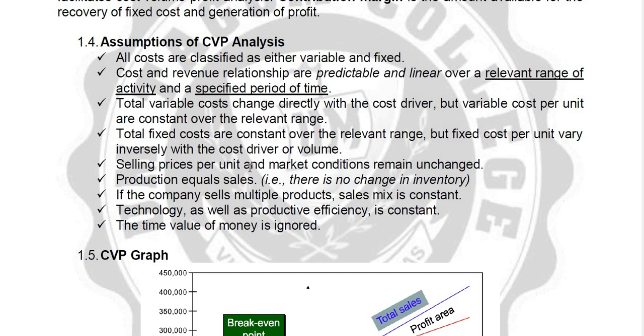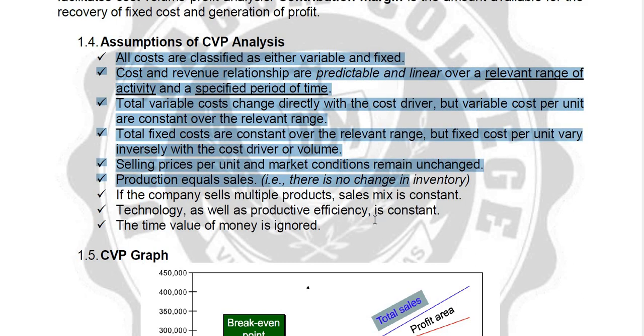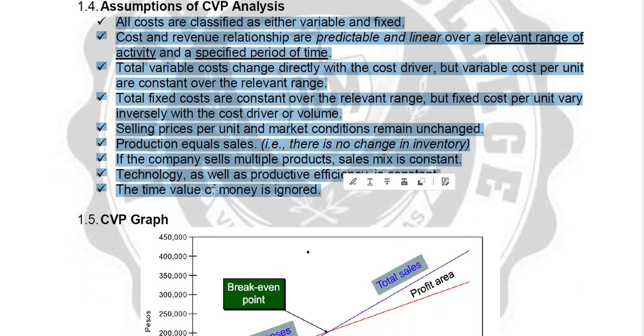Then, next is that selling prices per unit and market conditions remain unchanged. That's an assumption in CVP, and that production always equals sales, so there is no change in inventory. If the company sells multiple products, then the sales mix is also constant. Technology as well as productive efficiency is constant, and the time value of money is ignored. So, these are the assumptions that we will use under CVP analysis.